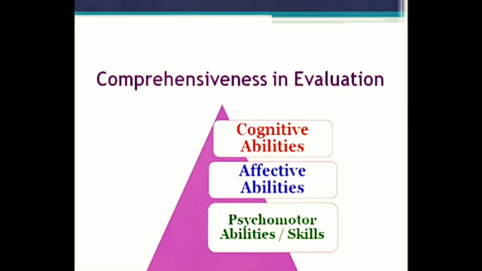That is the part of CCE, the continuous and comprehensive aspect. You can see on the screen, comprehensiveness in evaluation includes cognitive abilities, affective abilities as well as psychomotor abilities and skills. Cognitive abilities, affective abilities and psychomotor skills are the part of comprehensiveness in evaluation. These are the three dimensions or the domains of the child's personality, which is termed as holistic personality development, which we have discussed in the initial part of today's lesson.